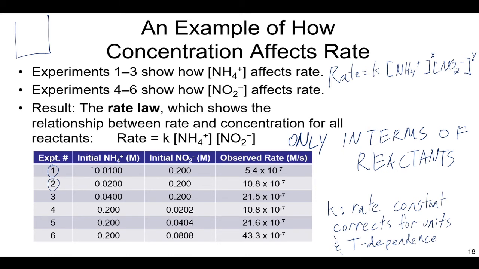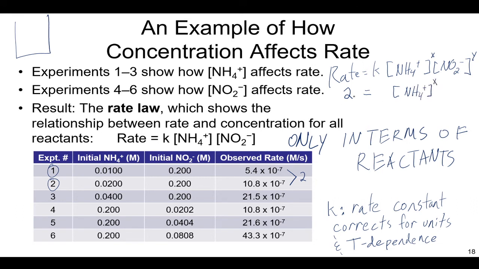Okay, so here we set experiment one up, we get this data. We set experiment two up, we get this data. Now we can compare the observed rate. Big number over the small number, 10.8 over 5.4 is 2. So experiment two is twice as fast as experiment one. So the rate has doubled. And this tells us, since I held NO2 constant, since the rate constant isn't changing, this tells me the dependence on NH4 plus, because that's the thing I changed.